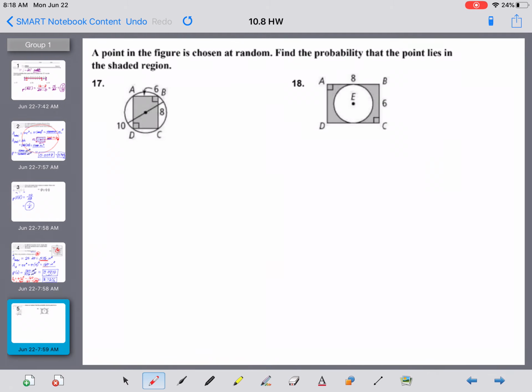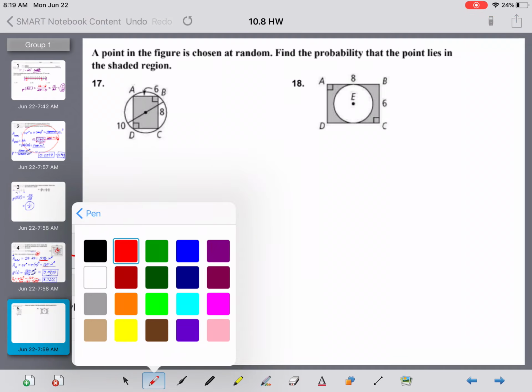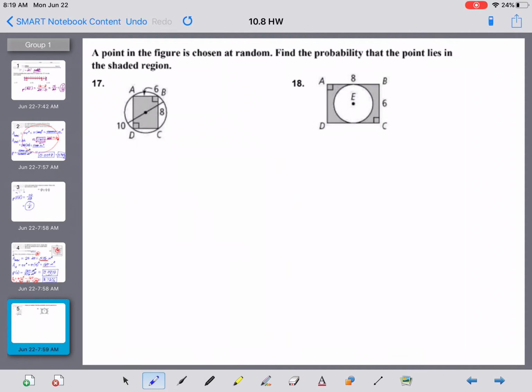Okay, and let's take a look at these last couple ones right here. Again, I'm going to leave number 17 for you guys to do on your own. I think you need the practice. I'm going to do number 18 with you. This one's actually harder, so you're welcome. So a point in the figure is chosen at random. Find the probability that the point lies in the shaded region.